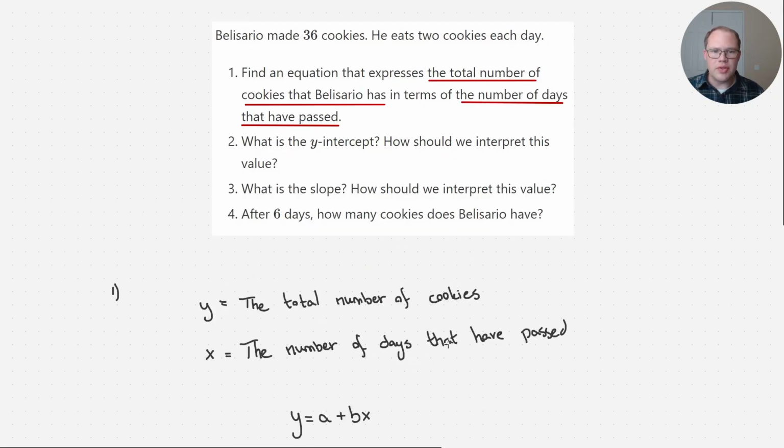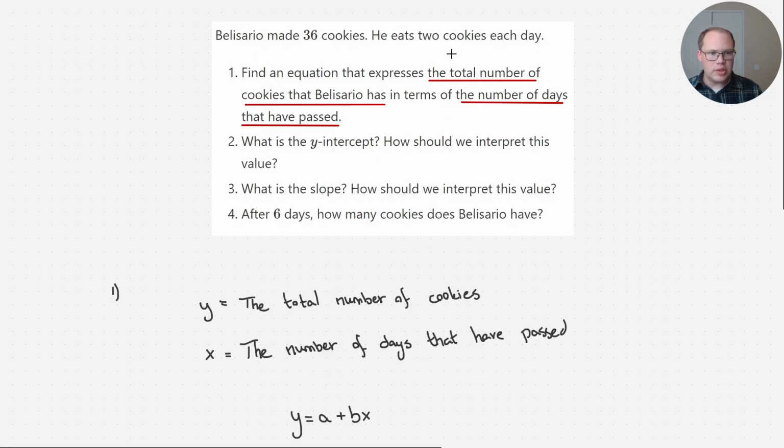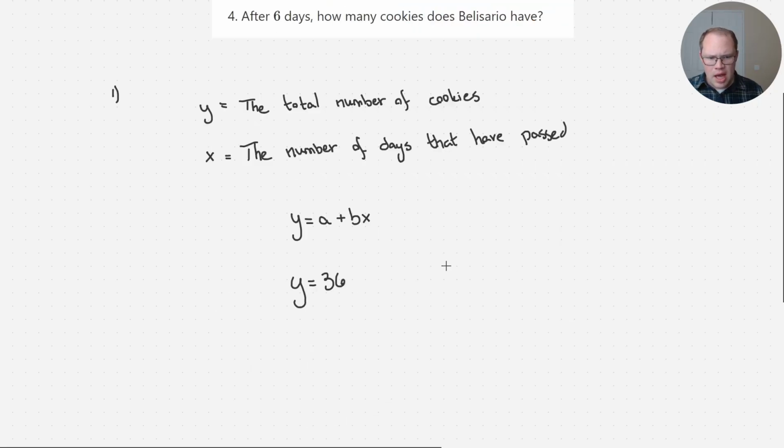So what are we starting with in this case? Well, Belisario made 36 cookies. That's what he is starting with. He is starting with 36 cookies total. So a is going to be 36. Now we got to find that b. What's the b? Well, we only got one other number here, so it's got to relate to the 2, right? But notice if we say plus 2x, this isn't going to make any sense, right? Because he starts with 36 cookies on day 0.